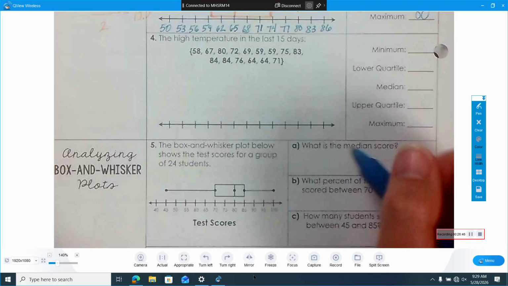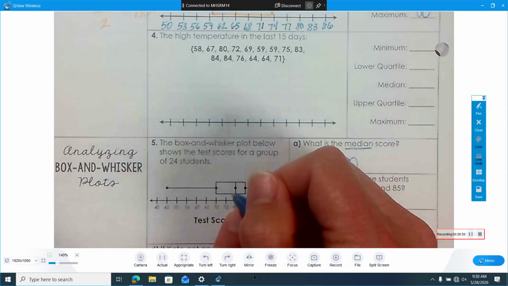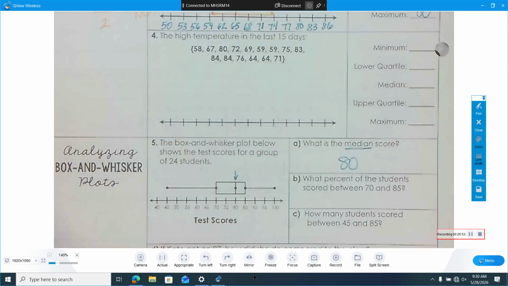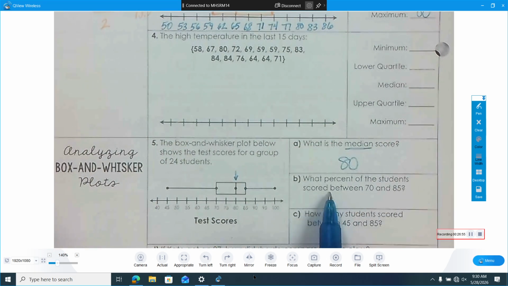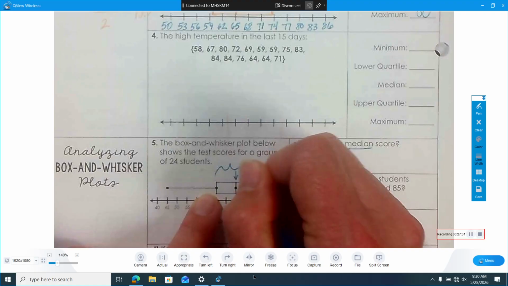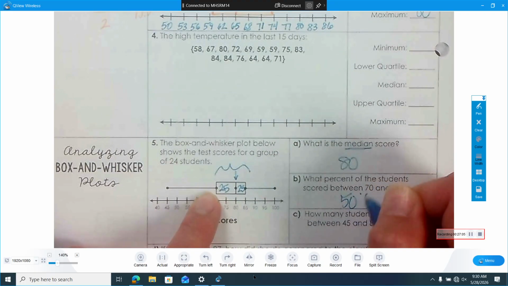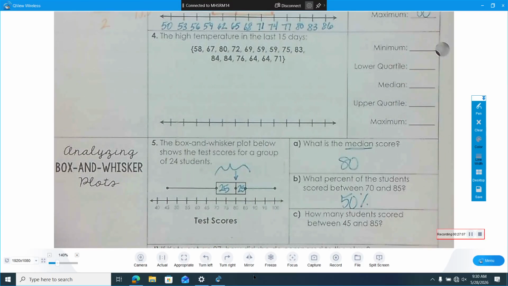Last thing, I just want to answer these A, B, and C questions here. What is the median score? 80. Median comes from the very middle, right there at 80. What percent of the students scored between 70 and 85? 50, yeah, that is 25% and 25%. So 50% scored between 70 and 85.